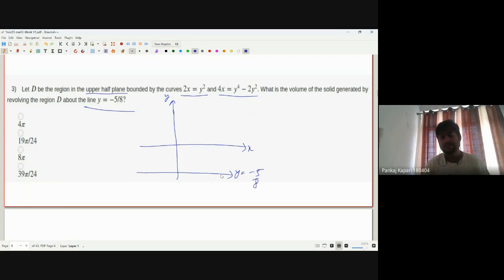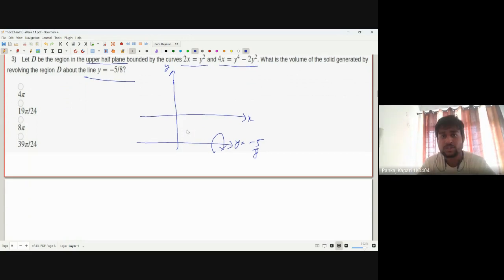And again, since we are revolving about this line, for the cylindrical shells, whatever region we get in this upper half plane, we have to partition our interval in y, which is along the y-axis. First, let's find out what those intersection points are and what the range of x and y is.